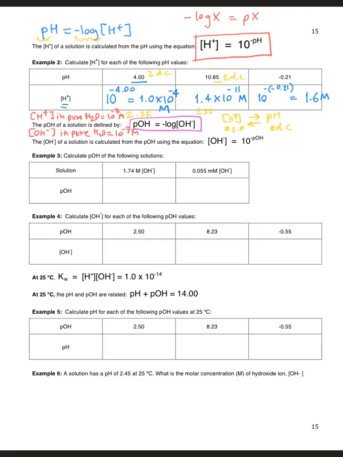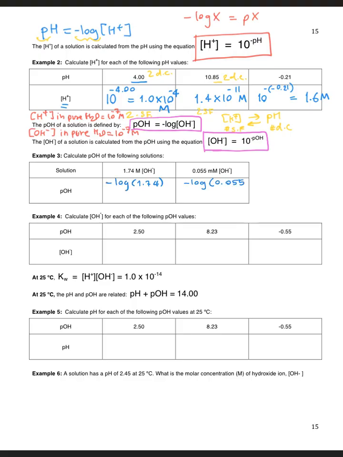And to do the anti-log, we are going to use the same idea that we did with the proton. In order to get the concentration of hydroxide from the pOH, you are going to do 10 to negative pOH. Now let's practice examples 3 and 4 with this concept. Pause the video and resume it again when you're done. Let's take a look at example 3.